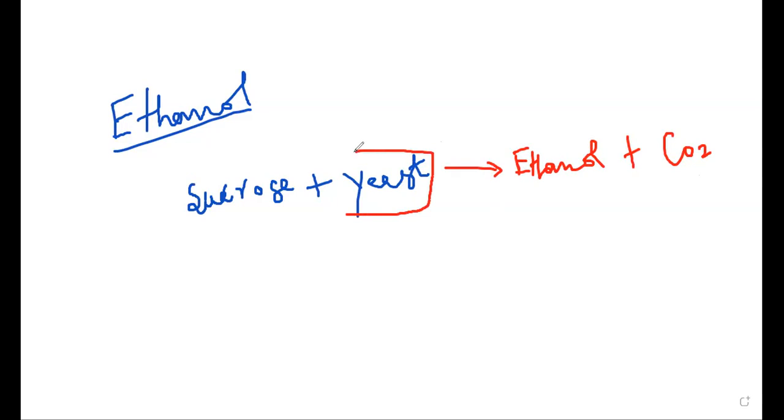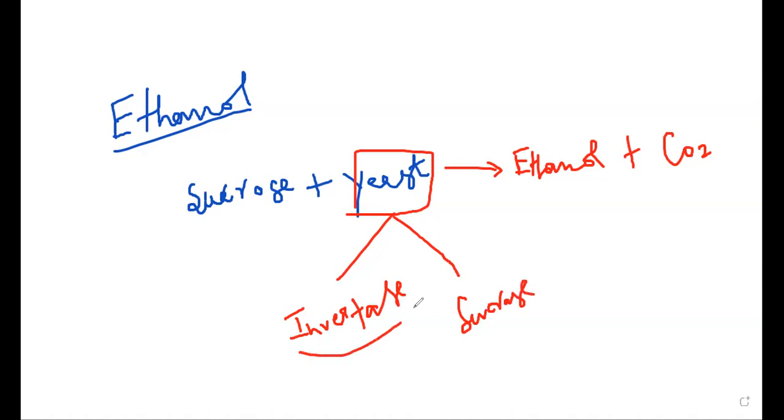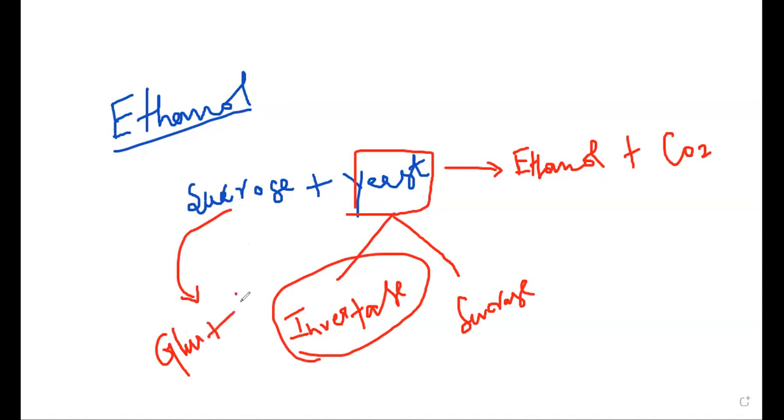They produce two types of enzyme. One is called invertase. Another one is called sucrase. So they act upon it. Invertase converts the sucrose molecules into glucose plus fructose.